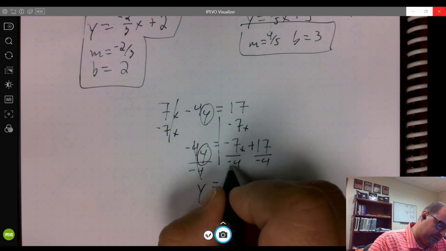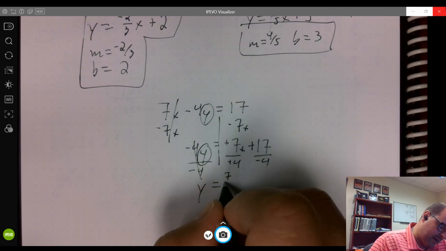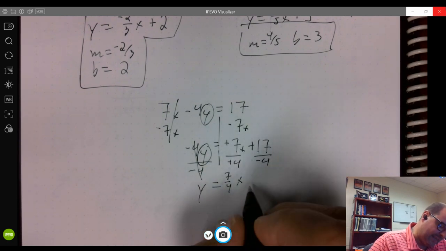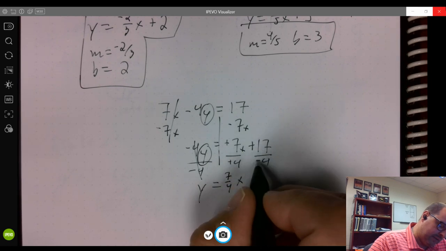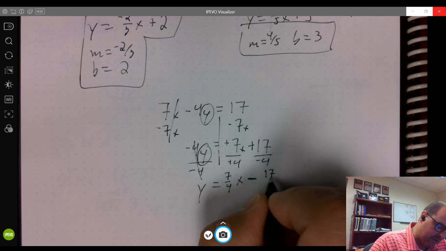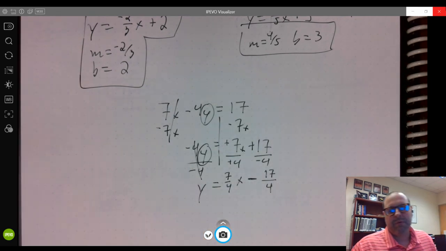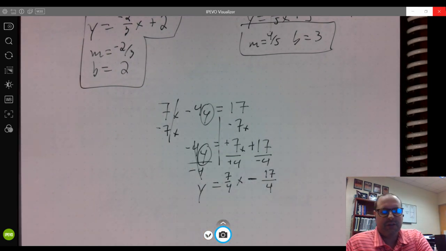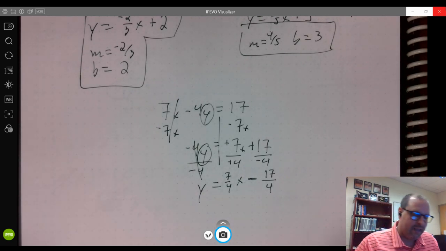Now I divide everything, and I do it individually, by negative 4, because that's what's in front of the y. So here, two negatives give me a positive 7/4 x. A positive divided by a negative is going to be a negative, and 17 divided by 4 is just that. I purposely picked one where we have a fraction for the y-intercept, but that's okay. It doesn't matter. We can just leave it as it is.